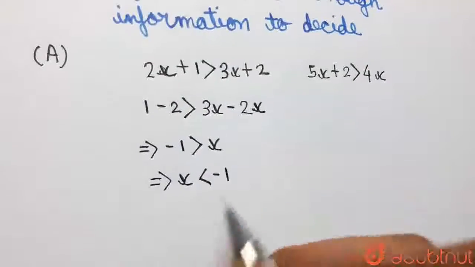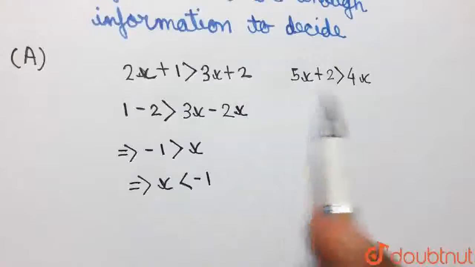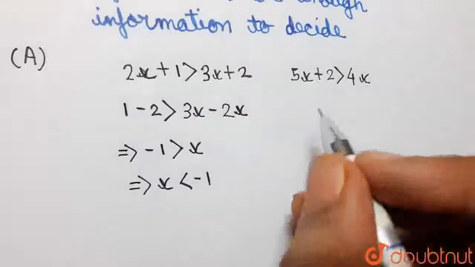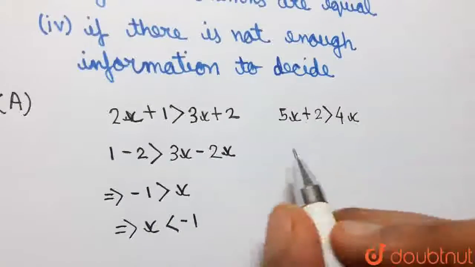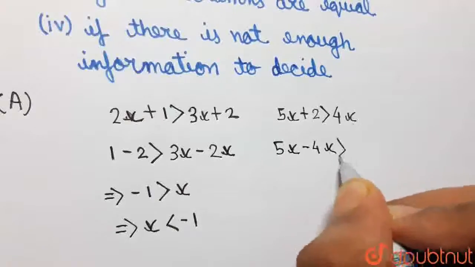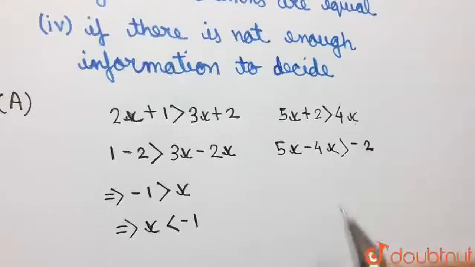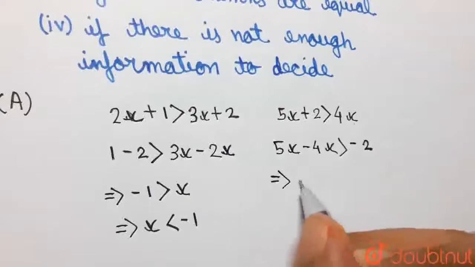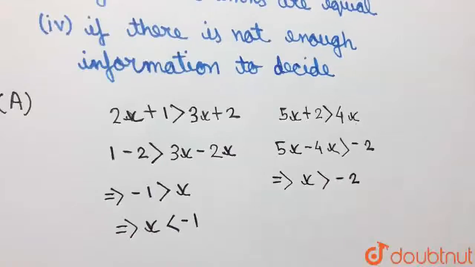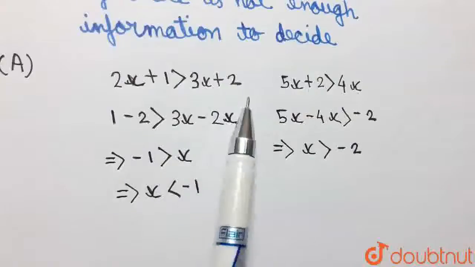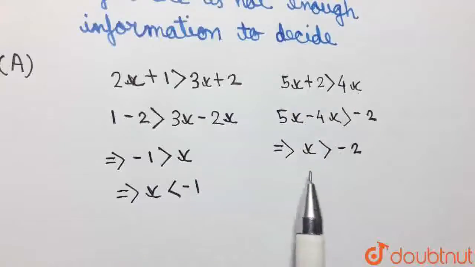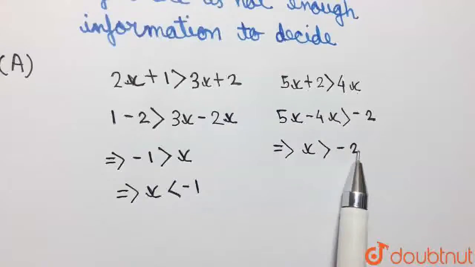Okay, now considering the second inequation, if we take 4x to the left hand side and plus 2 to the right hand side, then this inequation can also be written as 5x minus 4x greater than minus 2. Okay, and from here 5x minus 4x is x, hence x greater than minus 2. So from the first inequation we had concluded that x will be less than minus 1, whereas from the second inequation we have concluded that x is going to be greater than minus 2.